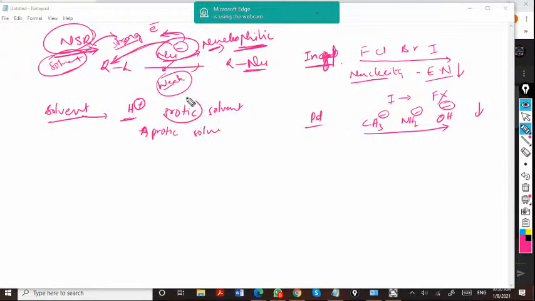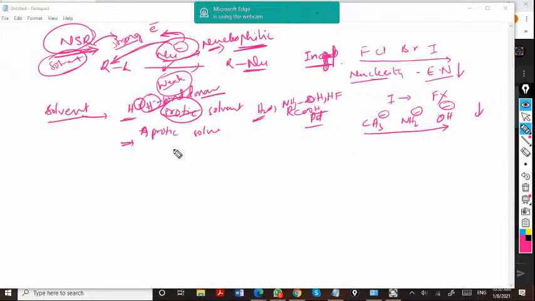Protic means which can form hydrogen bonds or which can donate H plus. This is called hydrogen bond donor solvents. For example, you can take water, ammonia, any alcohols, and HF. You can also take carboxylic acid, which also has hydrogen. So literally you can say hydrogen-having solvents, H plus-having solvents. They are protic solvents.